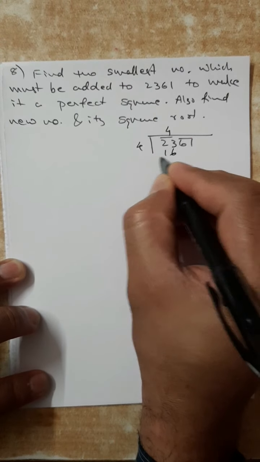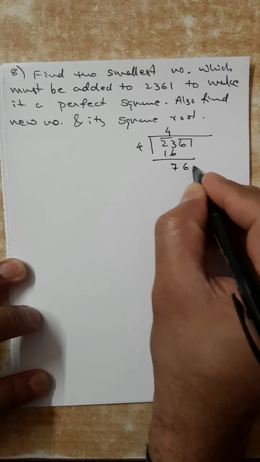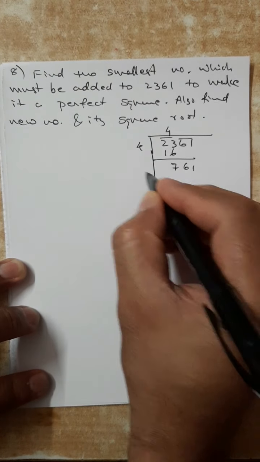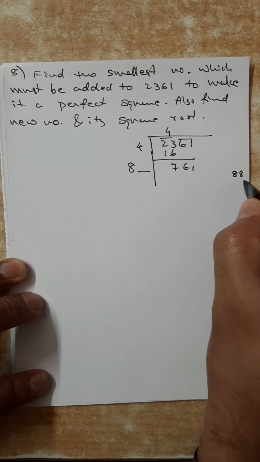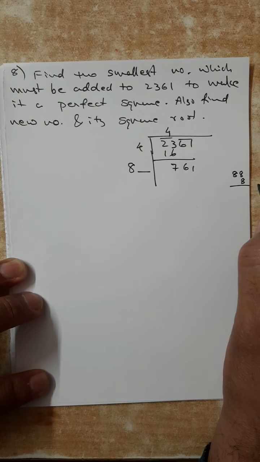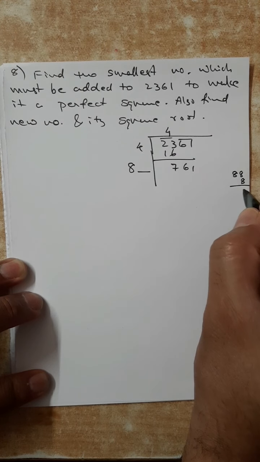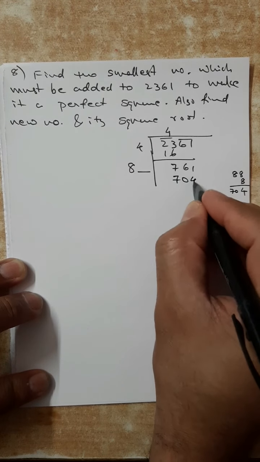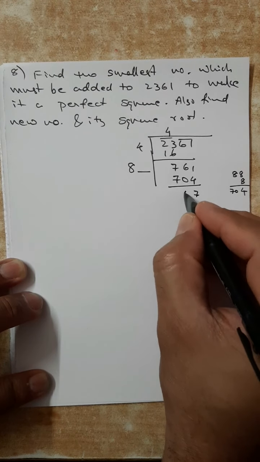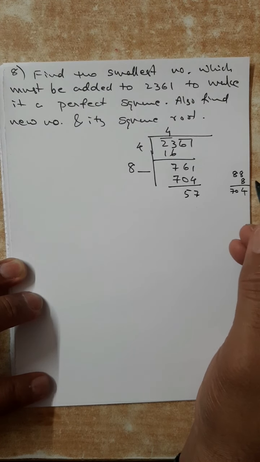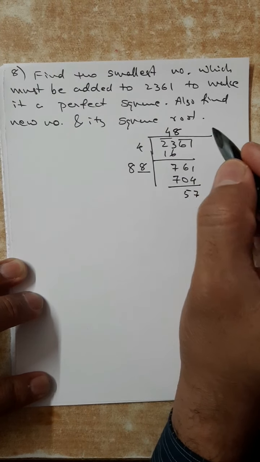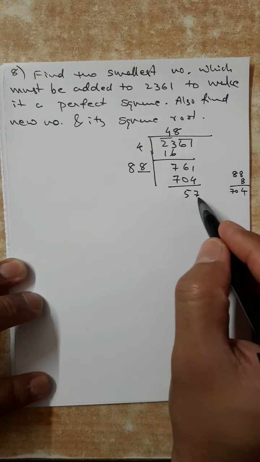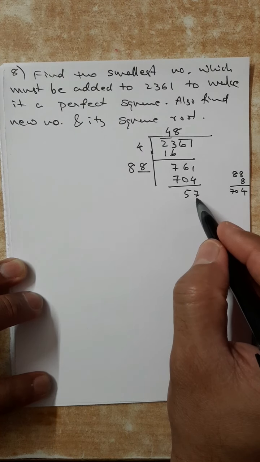4 4s are 16. Next group is 61. Double of 4 is 8. With 8, which number? 88 into 8, 704. 704 is going. Balance is 57. So if the question is to find the square root, 48 is the answer. 48 is the square root, but it is not over because it is 48 point something, 57 is the balance.